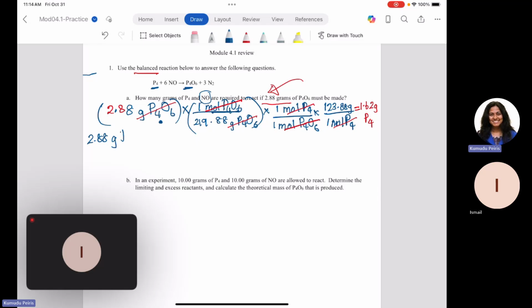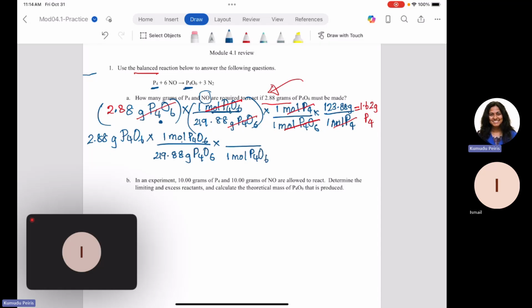2.88 grams of P4O6 multiplied by, again, 1 mole of P4O6 divided by its molar mass, 219.88 grams P4O6. Okay, now we have the answer in moles of P4O6. In the next one, that should go to the denominator.